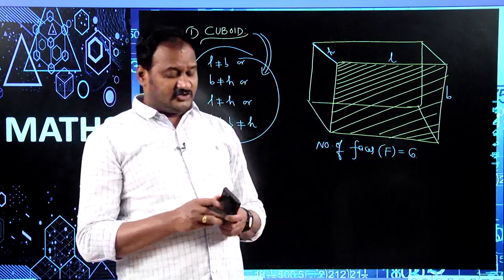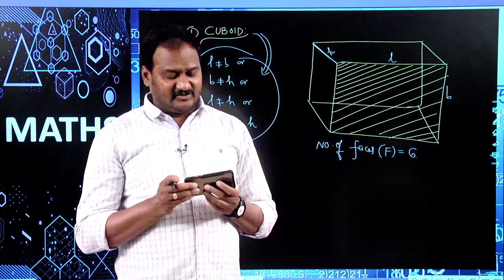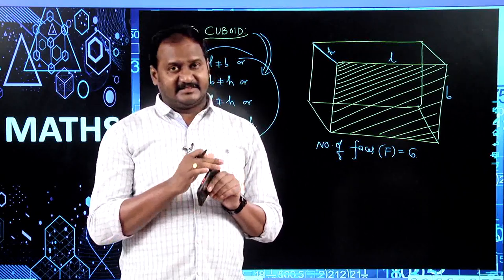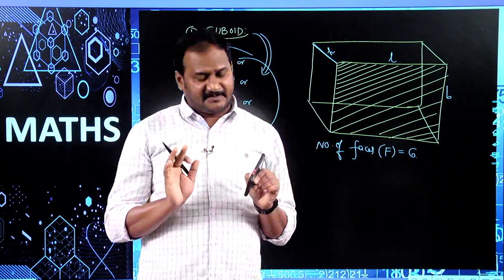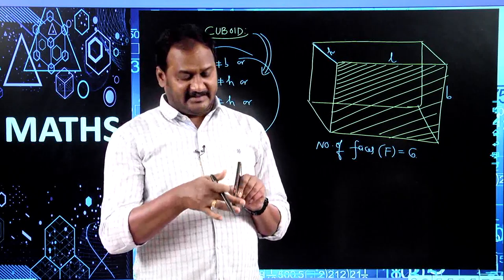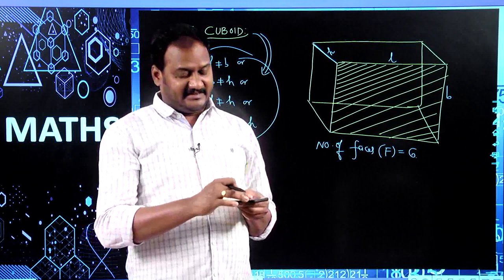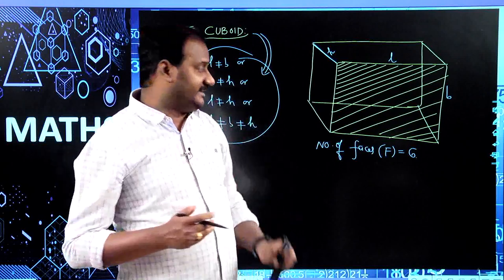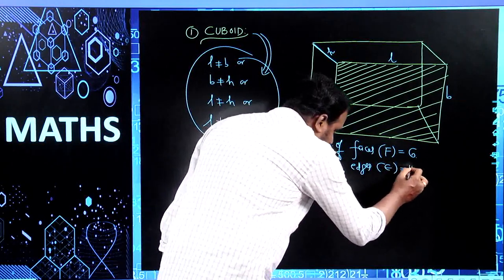Then I want to know how many edges are there. Let us have a look at this. This is one face and this is another face, and where both faces meet is what is called an edge. So, how many edges does it have? I am just observing here. This is one edge, then 2, 3, 4, 5, 6, and coming here 7, 8, 9, 10, 11, and 12. So, there are totally 12 edges. Number of edges is equal to 12.